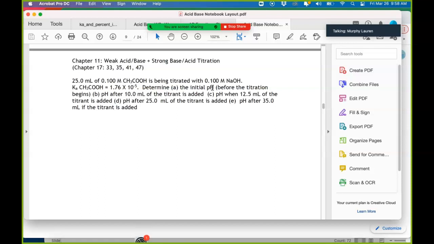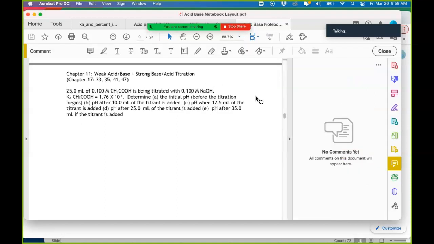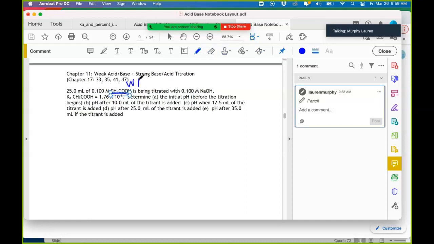So again, if you've watched the videos, you've noticed that we do the same steps over and over and over again. The first step is to identify the major species. So you go, okay, I have acetic acid and I have sodium hydroxide. Okay, so, weak acid, strong base.